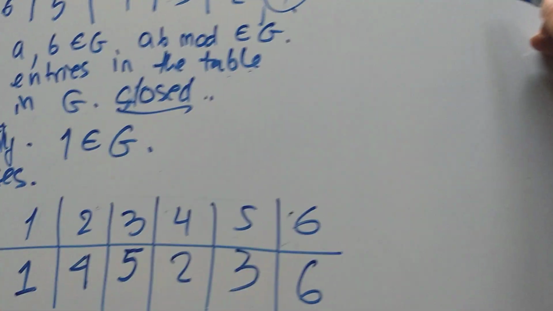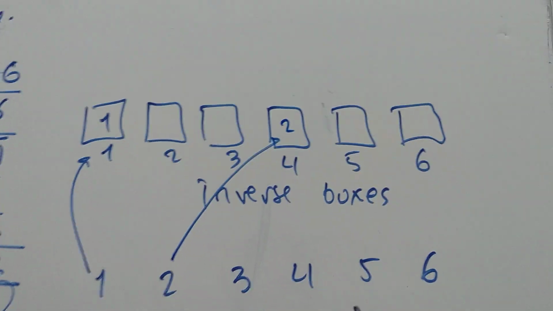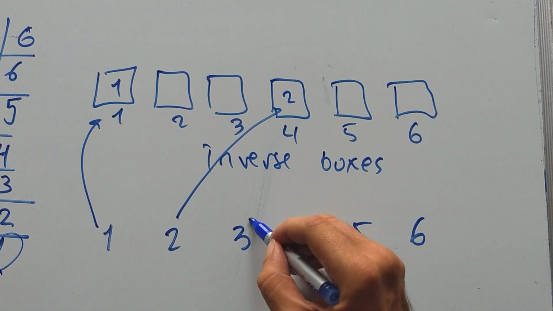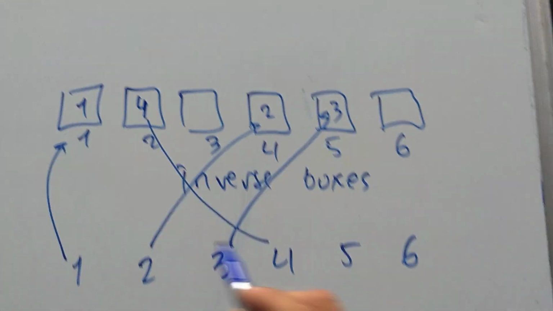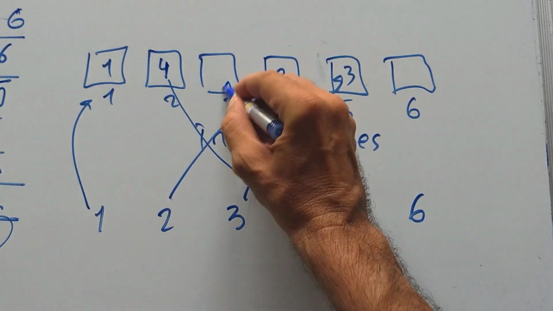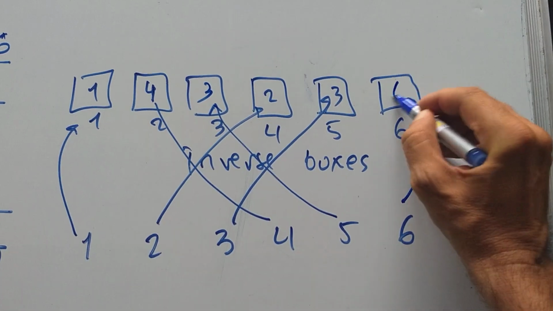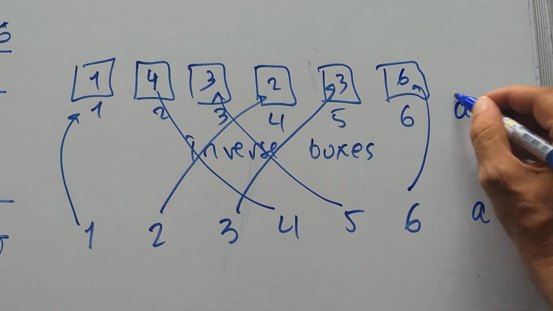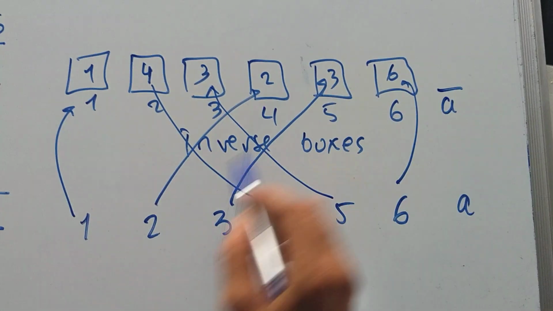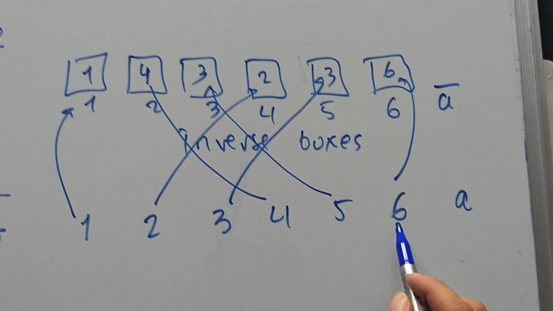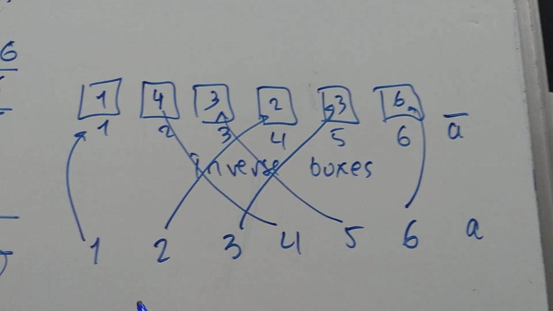What about 2? Look here. Inverse of 2 is 4. So I put 2 into box 4. Okay. 3 goes into box 5. See? Inverse of 3 is 5. 4 goes into box 2. 5 goes into box 3. And 6 goes into box 6. So if this is A inverse, and I organize them into boxes, you see, even the inverses is some kind of permutation of the original elements. That's very interesting.